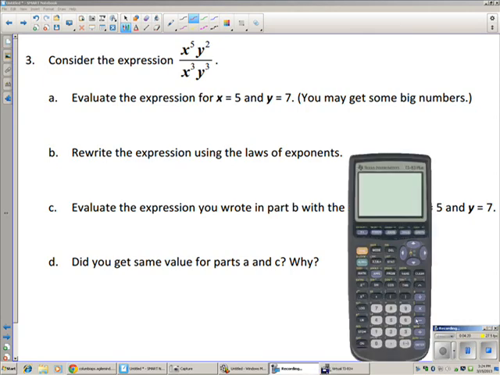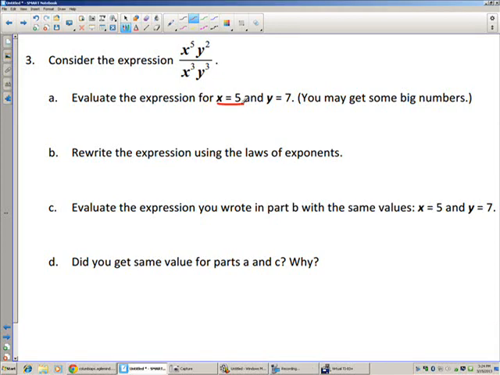What that essentially means is I'm going to rewrite this expression, and instead of the x's, I'll use a 5, and instead of the y's, I'll use a 7. So let's get that done. X to the 5th power turns into 5 to the 5th power. Again, I'm just taking this 5 for this x and sticking it in for the x. Times y to the 2nd power, but y is 7, so that becomes times 7 to the 2nd power. And then on the bottom, we have x to the 3rd, so that turns into 5 to the 3rd. And then we have y to the 3rd, which will be 7 to the 3rd. So we're just doing a little substitution.